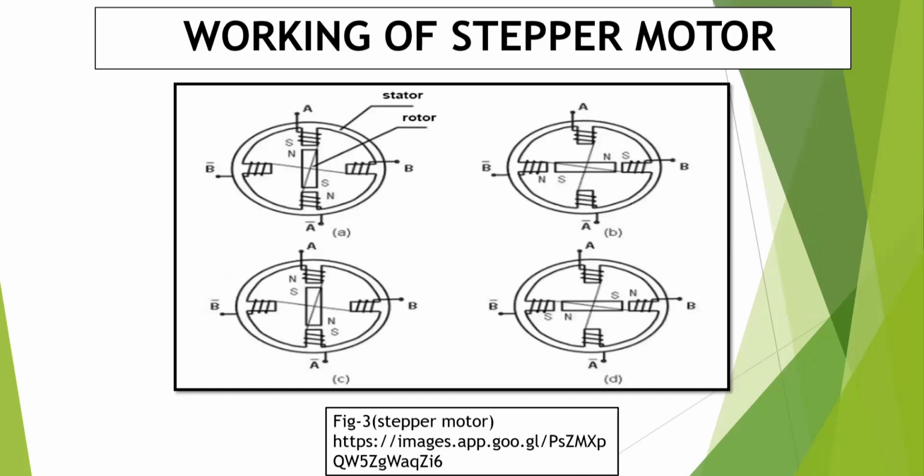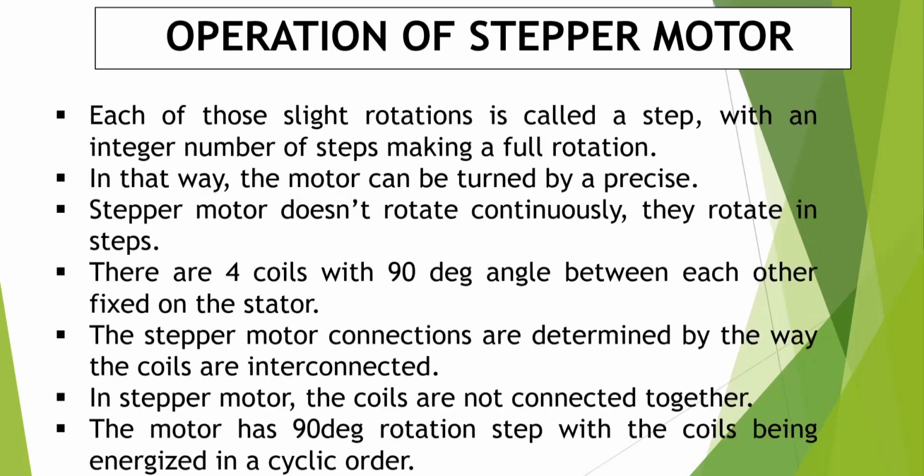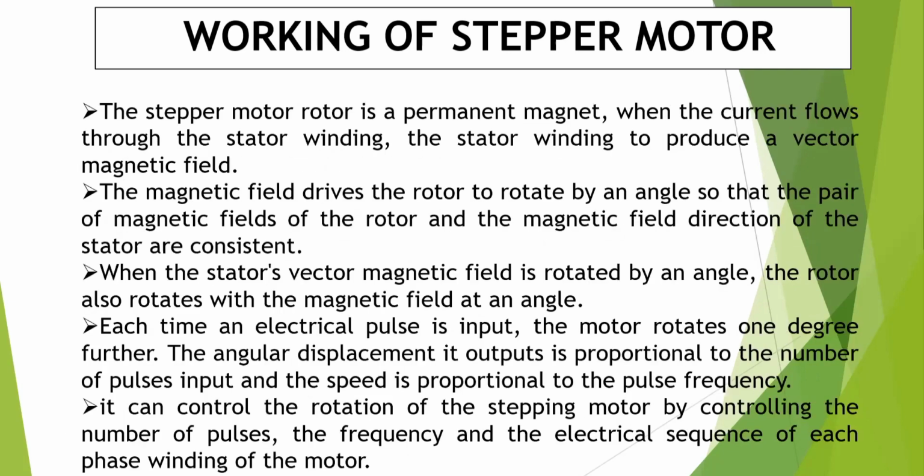So you can see that while working on the stepper motor, there is some disturbance. Please bear with me. So we have a stator and rotor. In this, this angle will rotate and make the shaft also rotate, right? So we are talking about the operation of the stepper motor. Each operation is a step, with an integral number of steps making a full operation. So a stepper motor doesn't rotate continuously. They rotate in steps. 4 coils, 90 degrees, 360 total overall. 90-degree rotation per step.